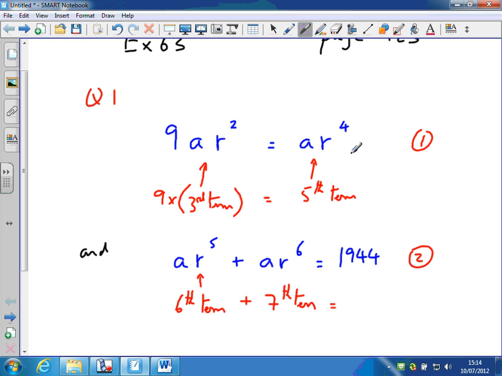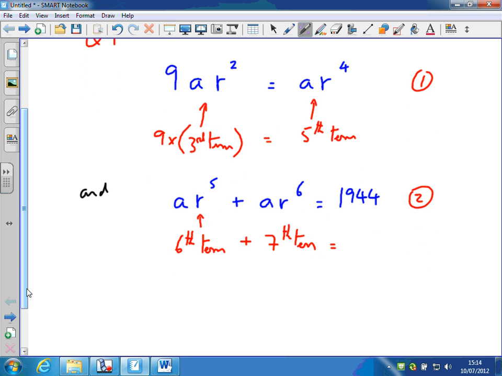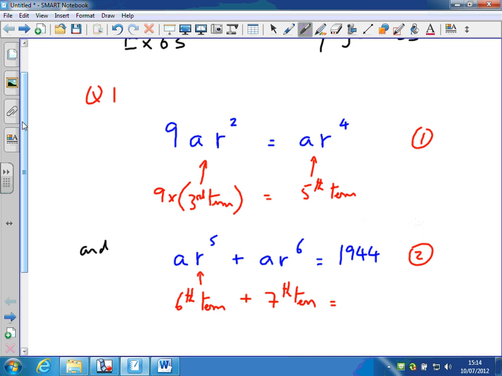Then a second bit of information we're told is that the sixth term plus the seventh term is 1944. So the sixth term can be written as this and the seventh term can be written as this. And so with those pieces of information we should be able to find A and R. And then we can find the sum of the fourth to the 10th terms inclusively. So let's see if we can work out how to go from there. See if you can.